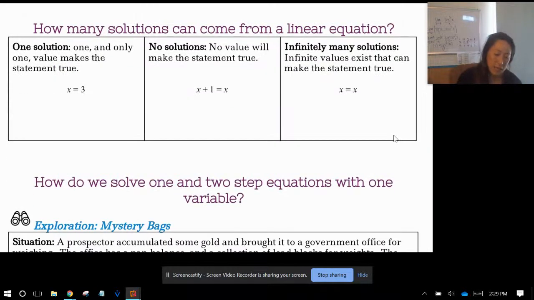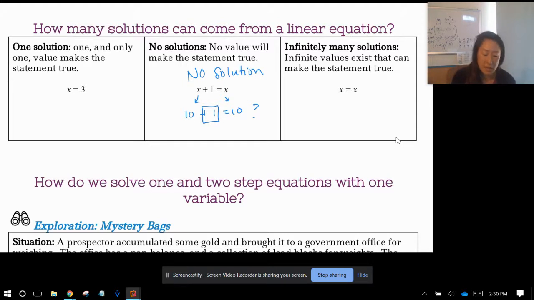Okay, another thing we have here is there are different types of solutions you can get from solving an equation. One is if you get something in the end like x equals 3, then you have one solution. That's it. The value that we're solving for is 3. Okay. If I get something like this, x plus 1 is equal to x. So let's pretend x is equal to 10. 10 plus 1 is equal to 10. Is that ever going to be true? No, not if I add 1 to it. So this is a no solution. There's nothing I can plug in for x that makes it true.